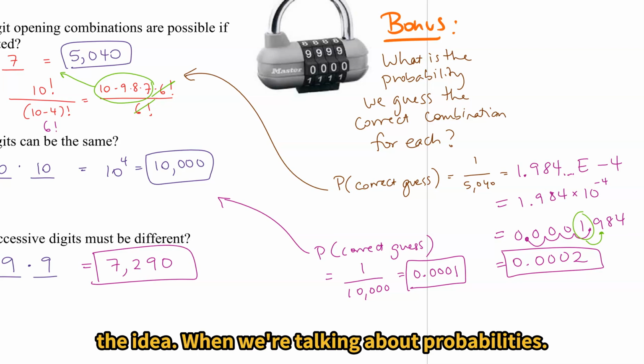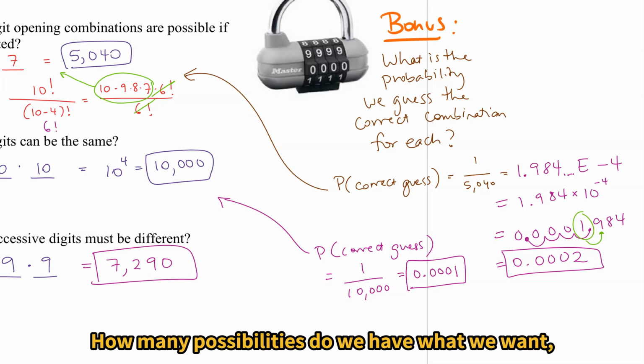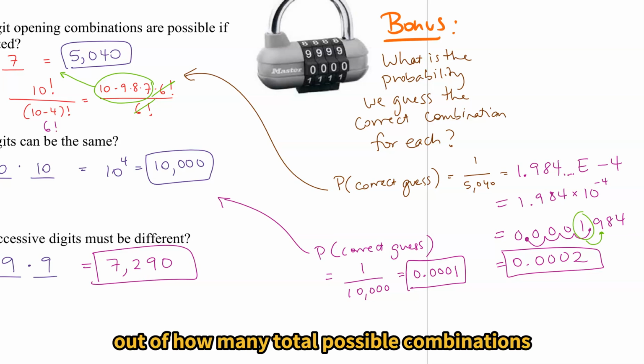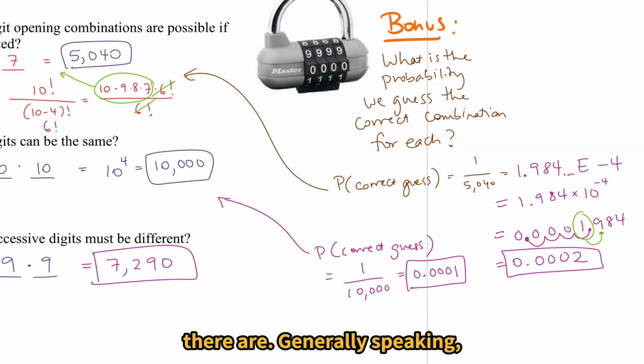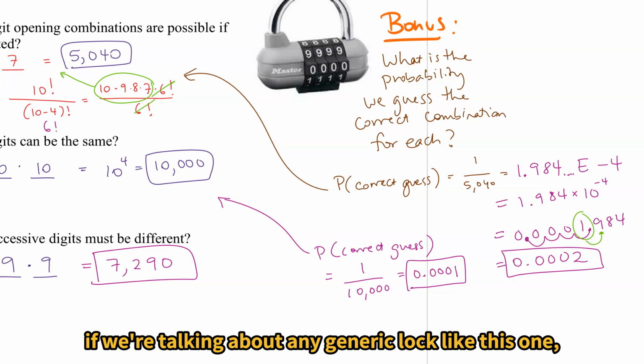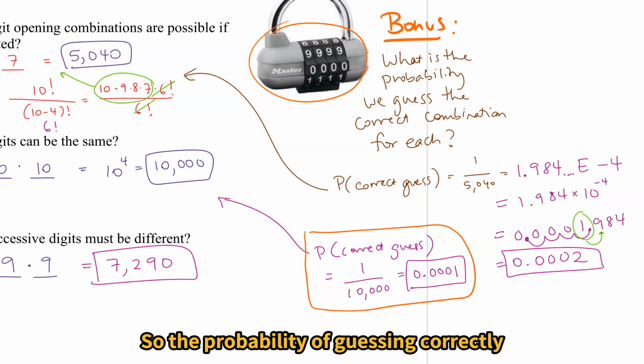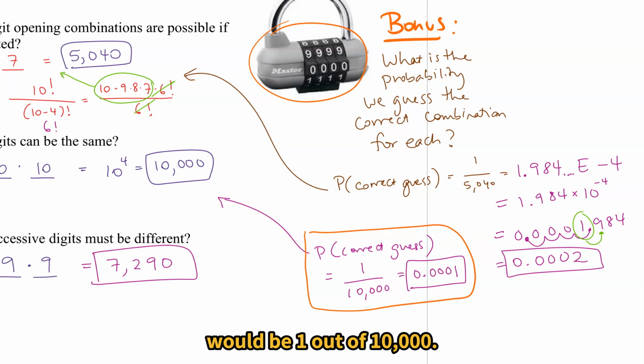But that's the idea. When we're talking about probabilities, how many possibilities do we have what we want, a correct combination, out of how many total possible combinations there are? Generally speaking, if we're talking about any generic lock like this one, we have 10,000 different possibilities. So the probability of guessing correctly would be 1 out of 10,000.